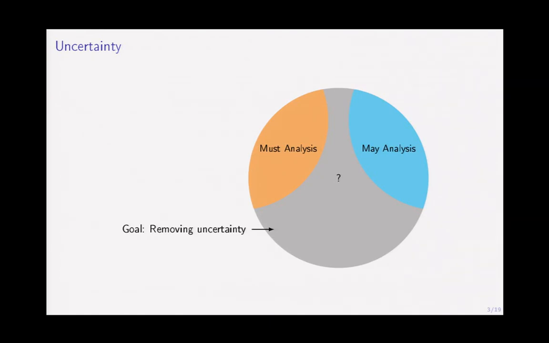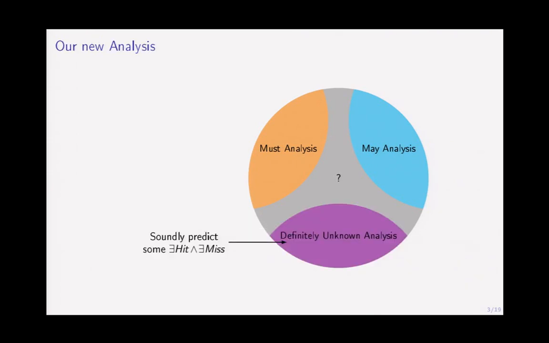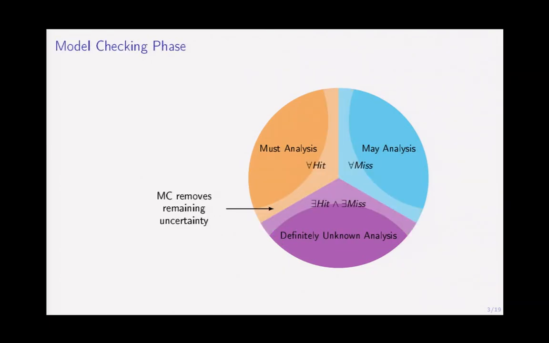So our aim is to remove this uncertainty, and our idea was to use a model checker to more precisely examine the execution paths. But it does not scale very well if you do it naively on this large amount of blocks. So we first designed an analysis that soundly predicts that some blocks are such that there exists a path leading to a miss and another leading to a hit. And finally, we can run the model checker on the remaining blocks to remove completely the remaining uncertainty.